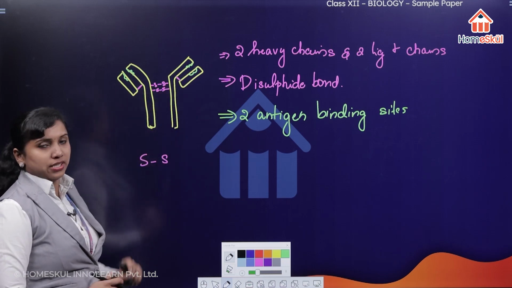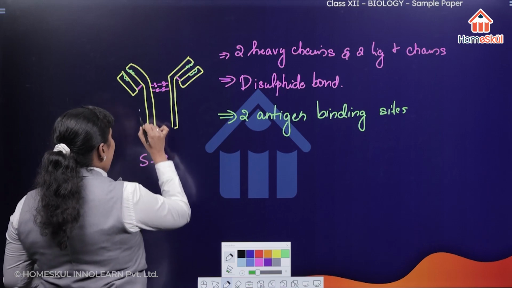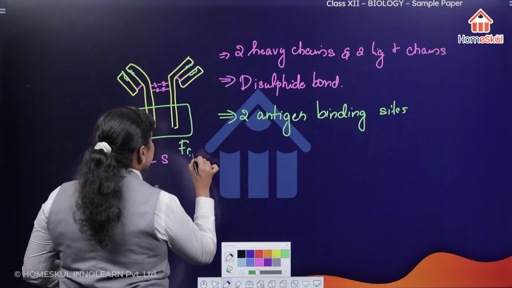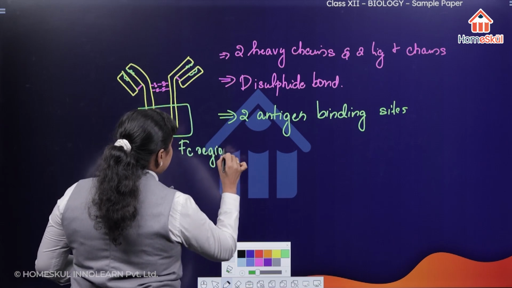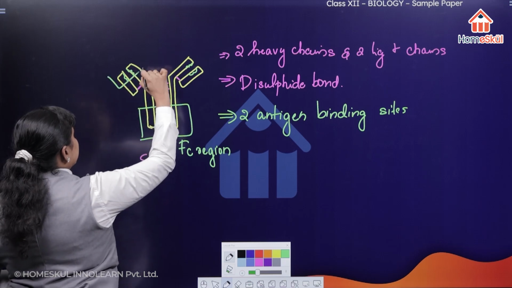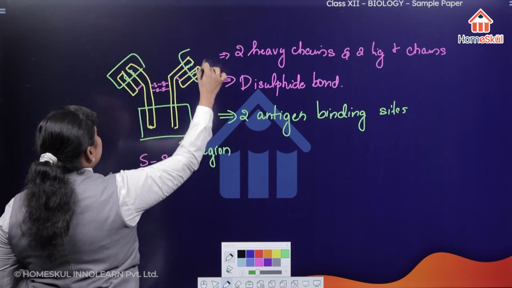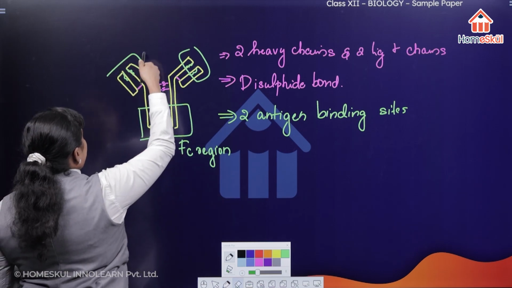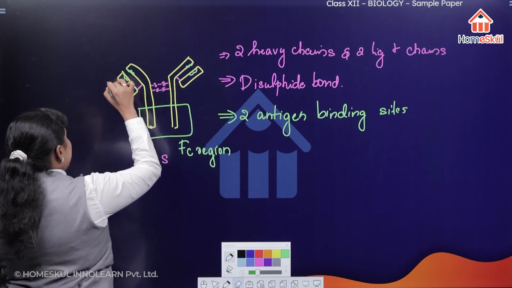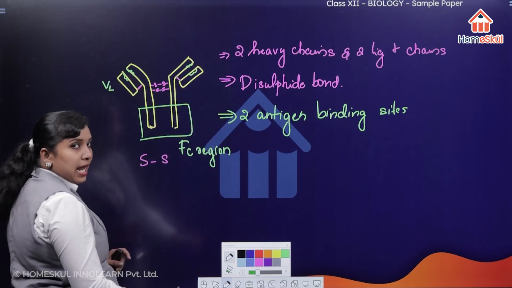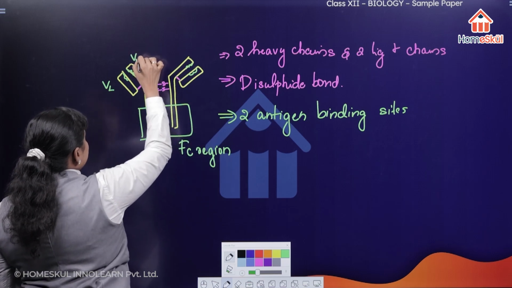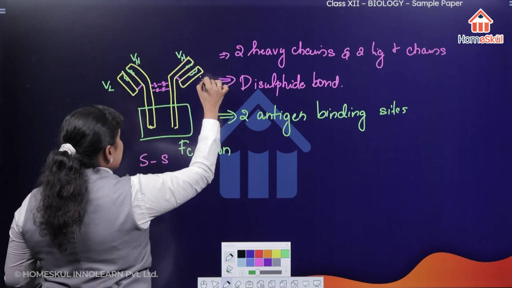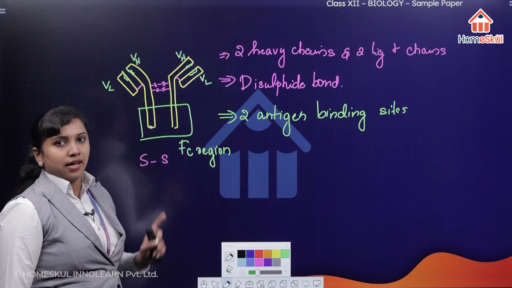Okay, so they will be having 2 antigen binding sites, and here the stalk-like region is known as the FC region. And at the tip is the variable region. Both the heavy chains and the light chains will be having a variable region over the top, and they are represented like this. So you can say that the variable region of the light chain is represented by VL, and the variable region of the heavy chain is represented by VH. So they will be having 2 variable regions each on the light and heavy chains.